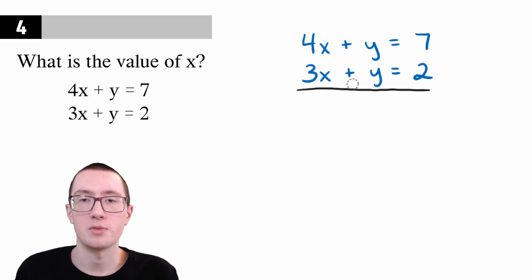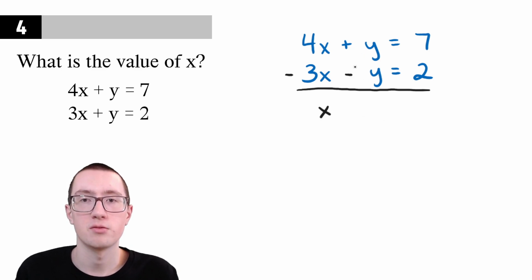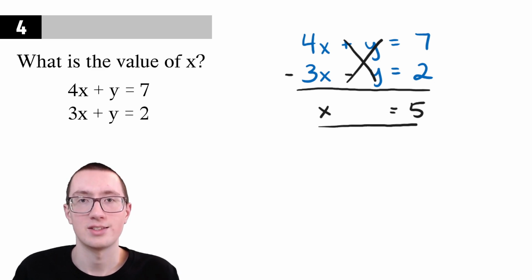And in that case, that would mean changing the signs of the bottom equation. So we're turning these into minuses. And if we subtract these two equations, then you'll notice that something crazy happens. So we have 4x minus 3x. 4 minus 3 is 1, so there's just 1x. And then plus y minus y, well, those do the opposite, so those cancel out. And then 7 minus 2 is 5. And you'll see that suddenly we've magically solved for x. X is equal to 5.